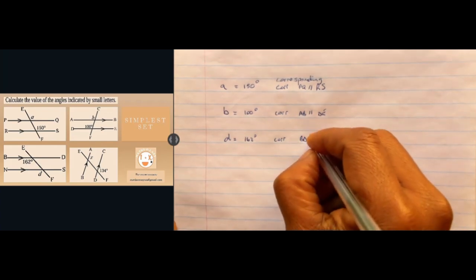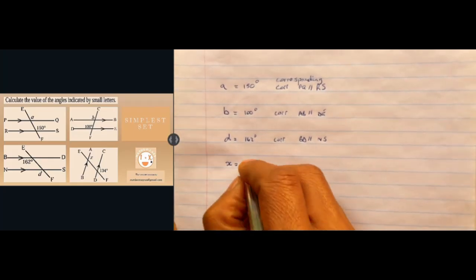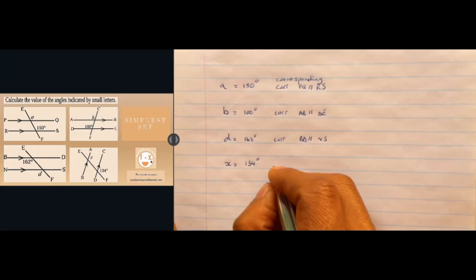Corresponding again. Why are they corresponding? Because BD is parallel to what? NS. Then you are done. Oh, what about that one? Looks funny, isn't it? But same situation. X is equal to what? X is equal to 134 degrees.